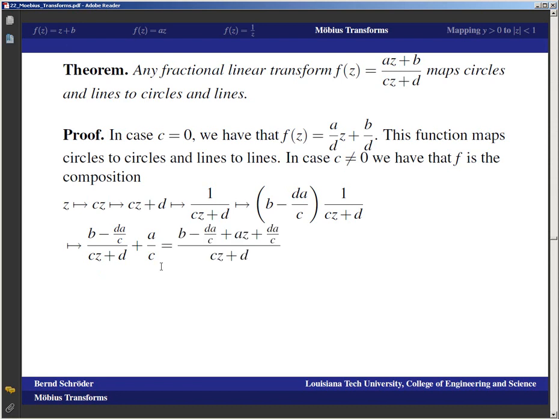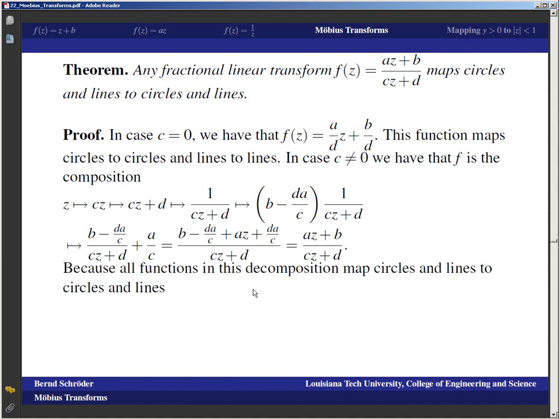And if we now do the algebra with this, we find the common denominator. A over c becomes az plus da over c divided by cz plus d. Puzzle it all out, and we end up with our fractional linear transformation. And all these functions in this decomposition map circles and lines to circles and lines, right? Because this is a decomposition of az plus b over cz plus d into a composition of functions of one of these three forms, and every one of these functions maps circles and lines to circles and lines. And so that means that these Moebius transforms also map circles and lines to circles and lines. That's the end of the proof.